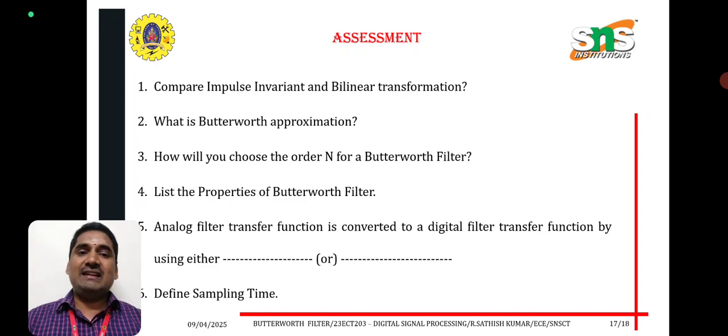Define sampling rate. Sampling time T is equal to 1 by Fs. T represents the sampling time.